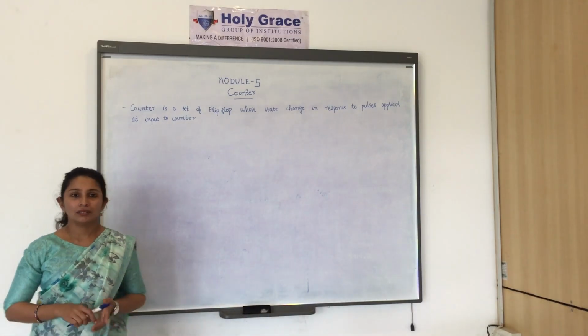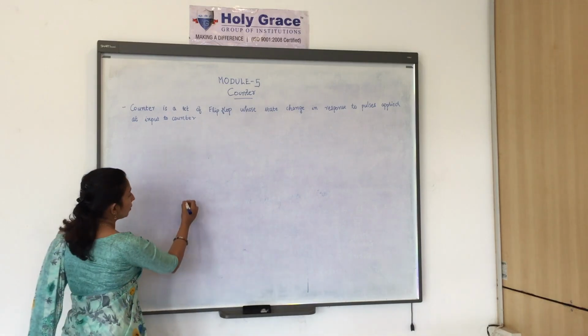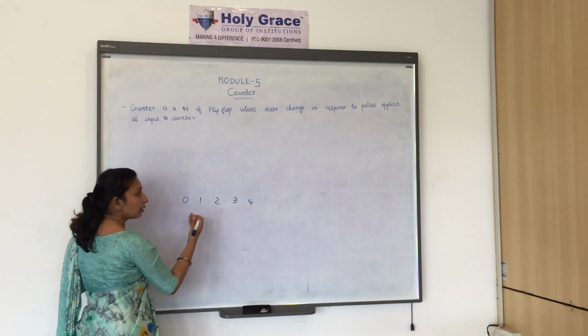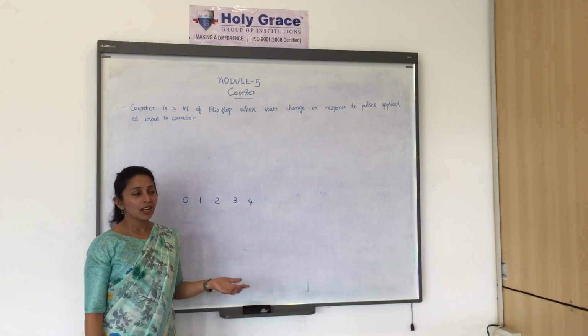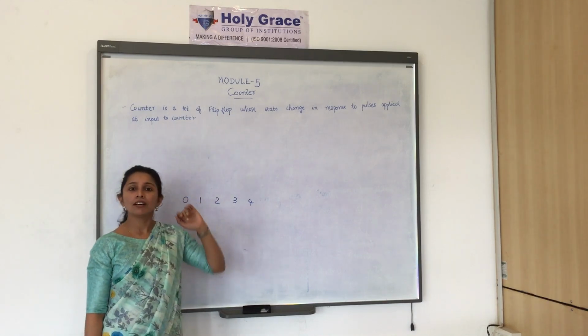Now what is a counter? We know that a counter, as the name indicates, counts from 0, 1, 2, 3, 4. It keeps on going like that. Now how do we accomplish this? That is done with the help of a flip-flop.